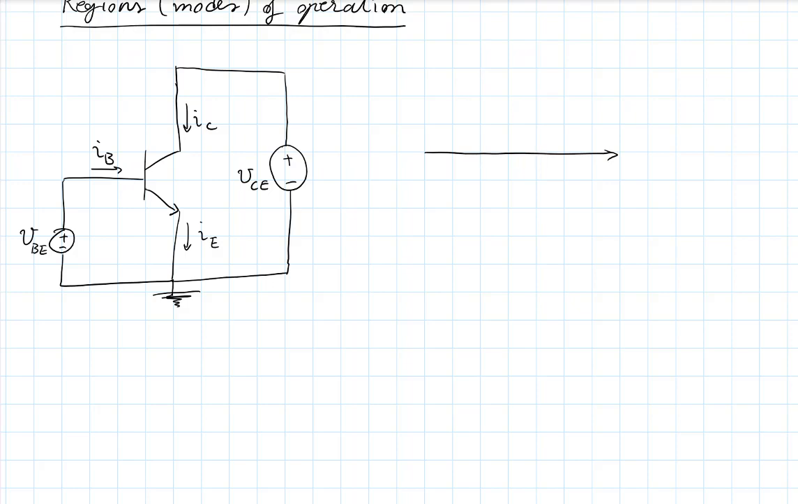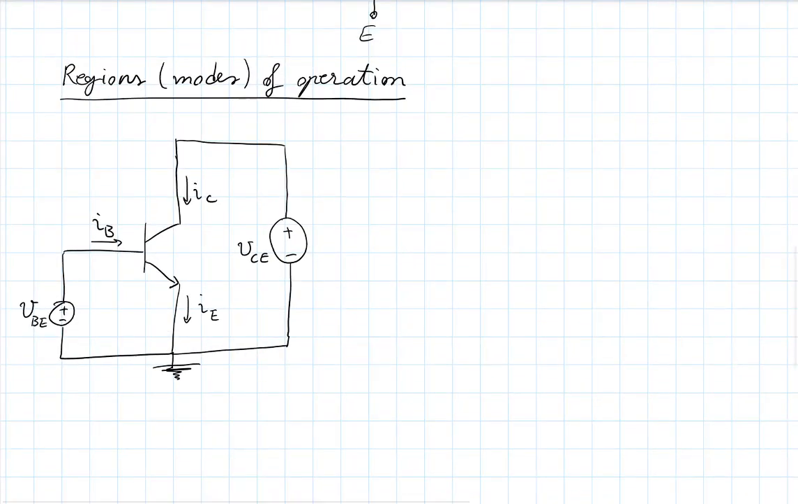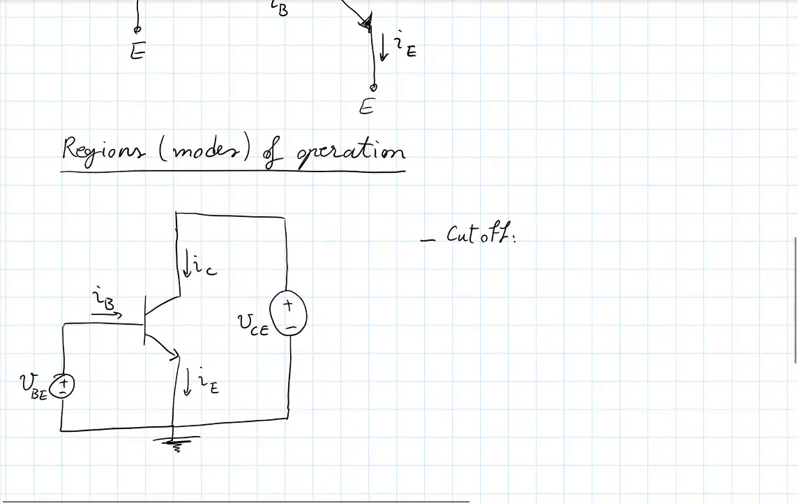Oh, let's put it this way, and then I'll draw things. The 3 modes of operation, one is cutoff, and that's when nothing is happening. There's no current. And that's when this VBE is too small so that the base emitter diode is essentially off. It's not in its forward mode anymore. So for a real device, this would be a little bit less than 0.7 volts, maybe 0.4, 0.3 volts, and anything below. So essentially, when the base emitter junction is reverse biased.